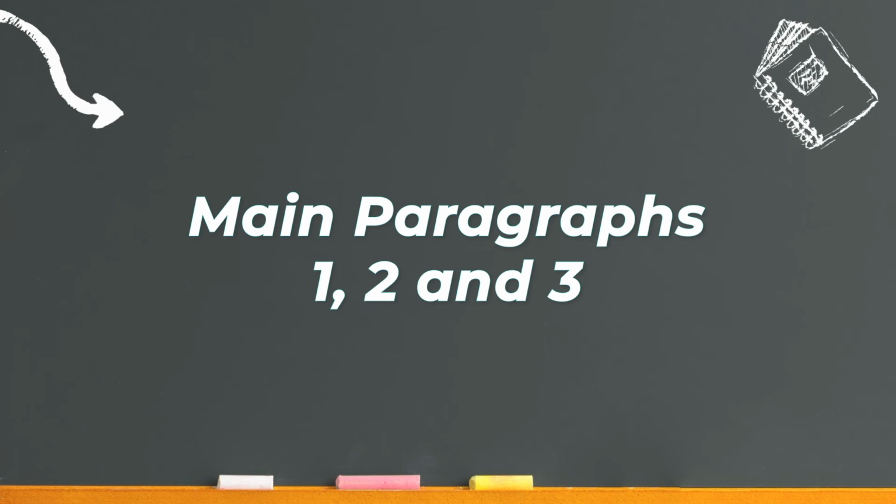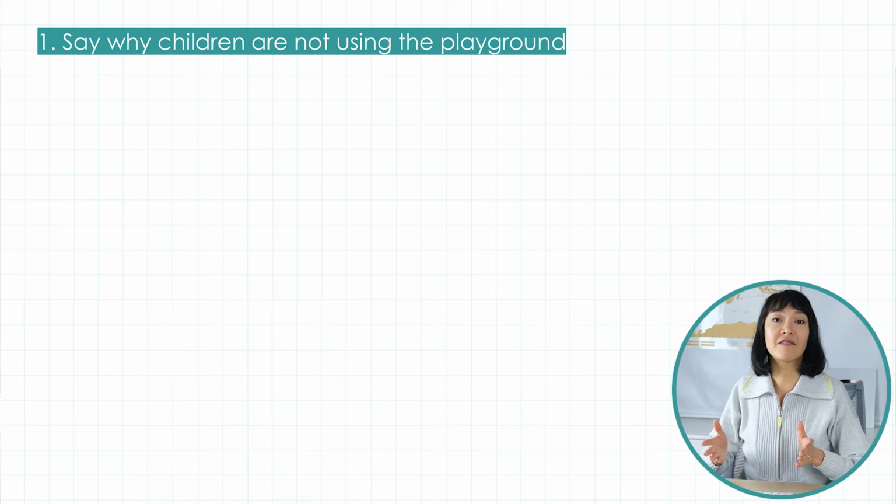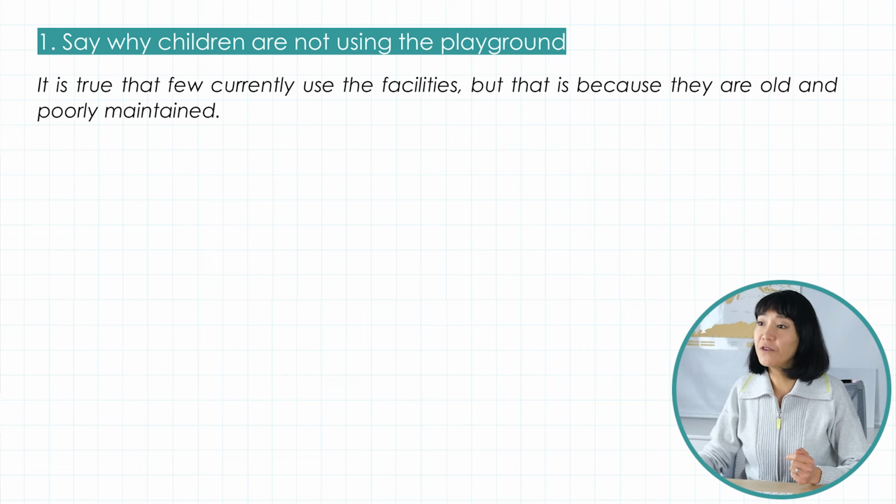We must cover those 3 bullet points. The first is more descriptive. We must say why the playground is not so popular these days. Probably because it's in a bad state. So I did it in 2 sentences. The first admits that not many use the playground. It is true that few currently use the facilities, but this is because they are old and poorly maintained. The following sentence gives examples.